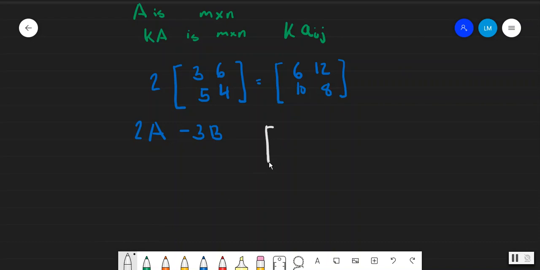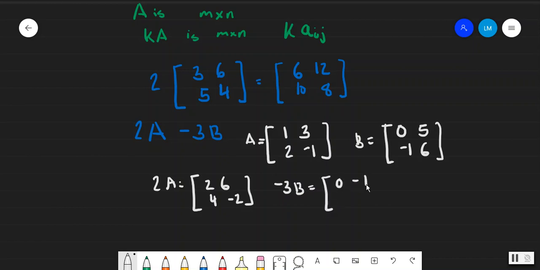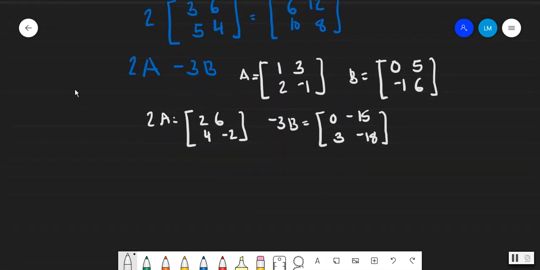So for example, if you knew that A was the matrix 1, 3, 2, -1, and you knew that B was equal to, let's say, 0, 5, -1, and 6, then you know that 2 times A would be 2, 6, 4, -2, and that minus 3 B would be equal to 0, -15, +3, and then -18. But the whole idea is that you would just add these two.